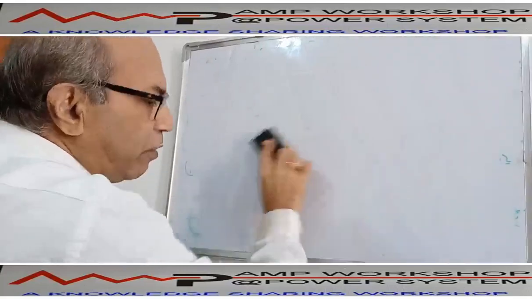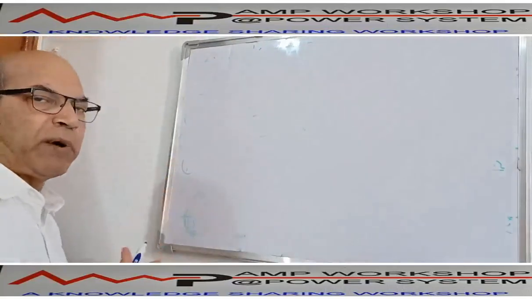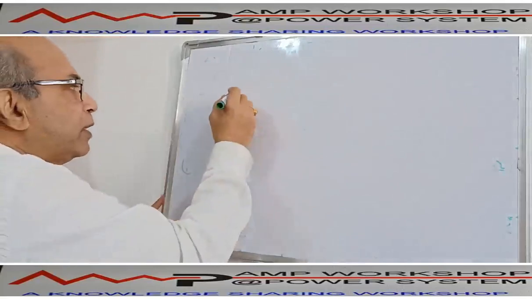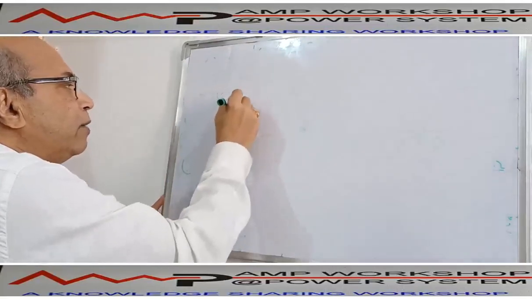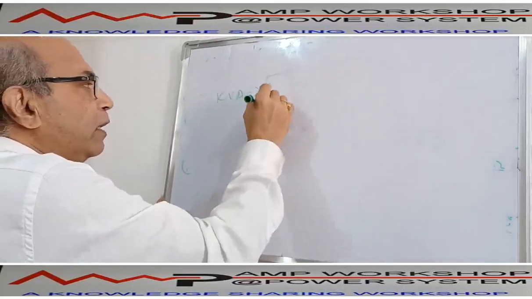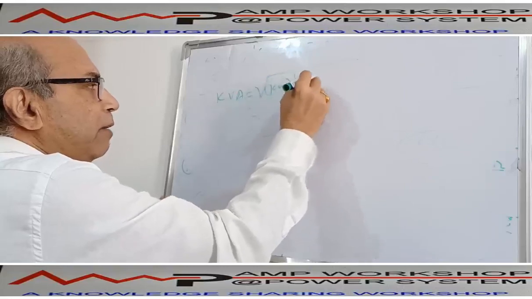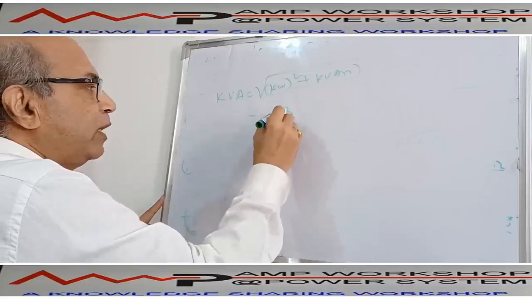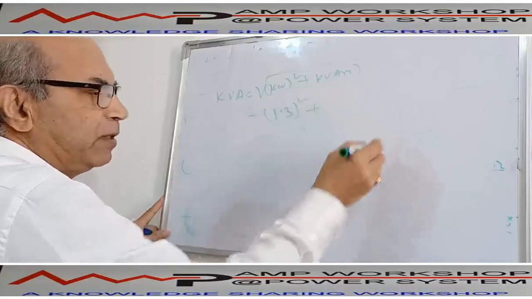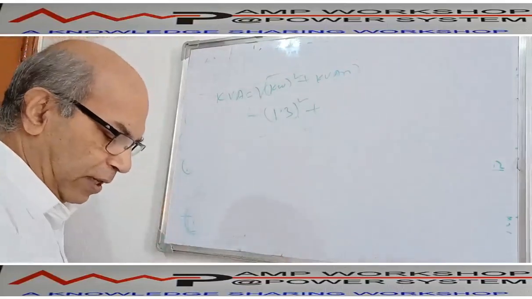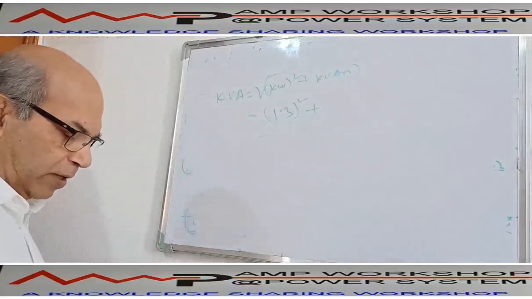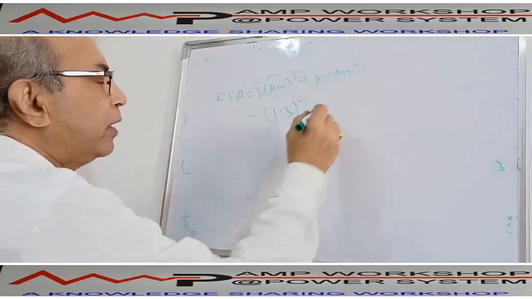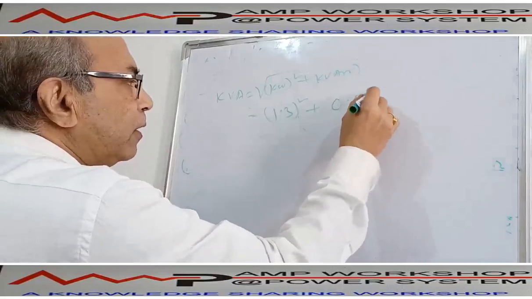Now the KVA requirement for the total residential part only, for the apartment supply only, how much? We know KVA equals the square root of kilowatt squared plus KVAR squared. This is equal to how much? 1300 kilowatt means 1.3 megawatt, that squared, plus the KVAR we got, which is 670, so 0.67, squared.